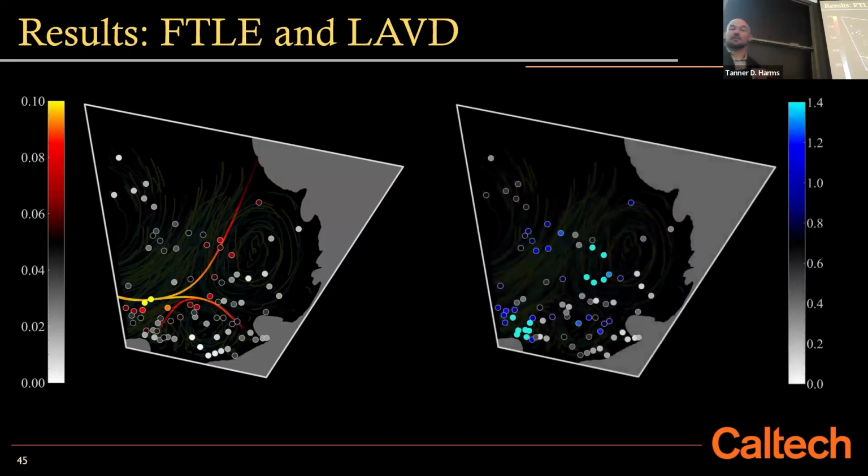We can also calculate the Lagrangian average vorticity deviation and see where those vortices are occurring. Remember, this is calculating integrated rotation over time. And what this shows is that there are 4 vortices that are roughly present in the flow.